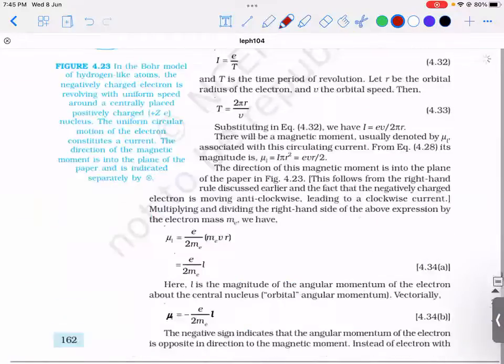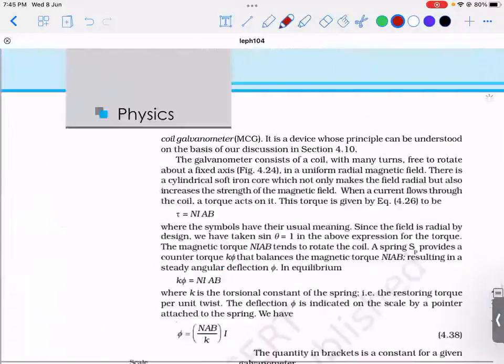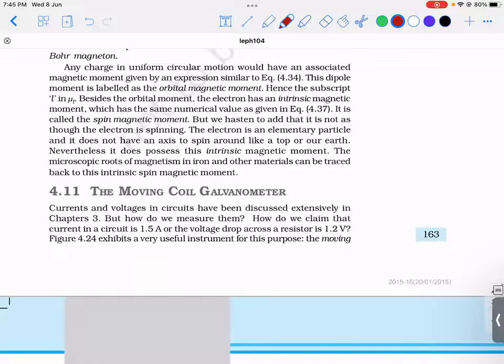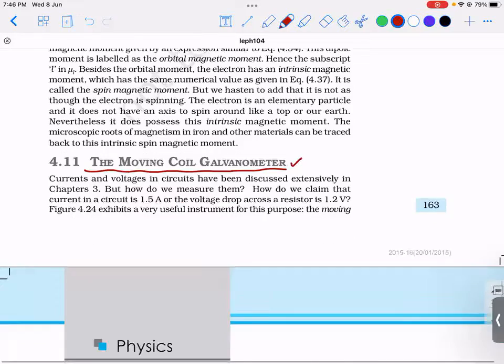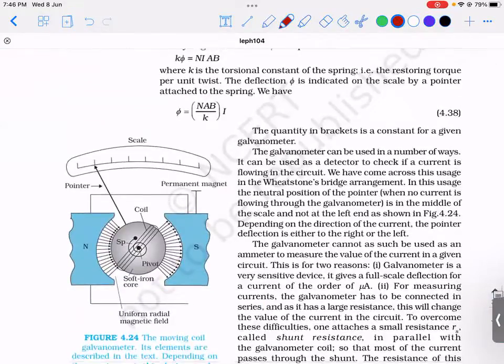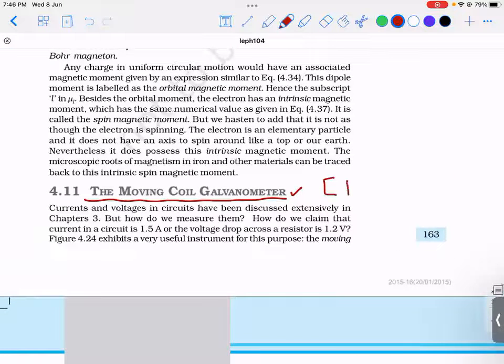So we'll see another concept, that is the application of torque experienced by a current carrying loop. That is the moving coil galvanometer. So the moving coil galvanometer, if you see, it works on the principle of... so what is the principle on which it works?